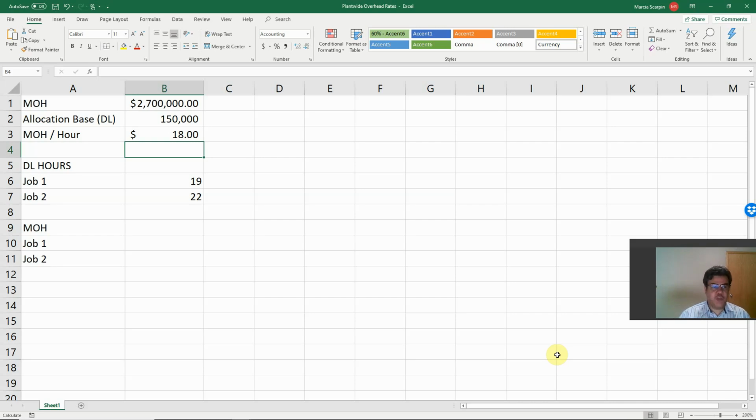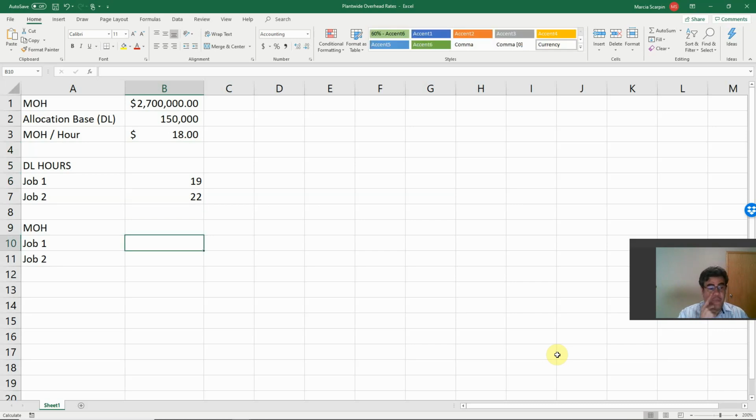Let's consider here we have two jobs. Job number one and job number two. I am not so creative here. Job number one requires 19 hours to be finished. Job number two requires 22 hours.